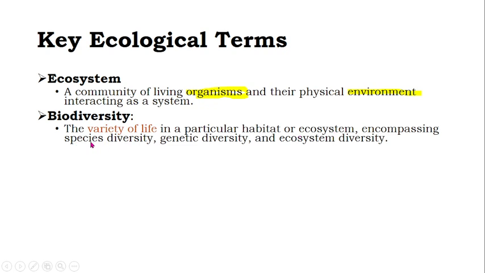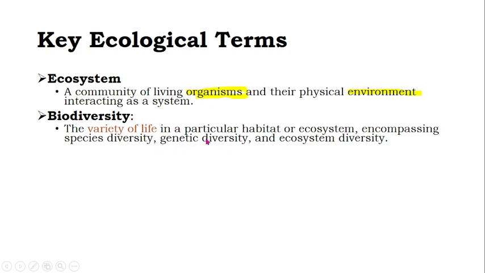They can be varieties in species, varieties in genetics, or varieties in ecosystems. It means in your ecosystem you have a variety of species. You have a variety of genetic makeup. You have a variety of ecosystems. Ecosystems can be either terrestrial or aquatic, and so on and so forth.